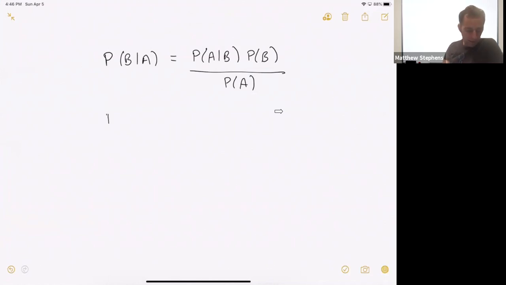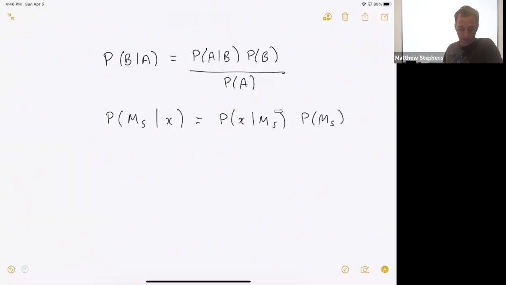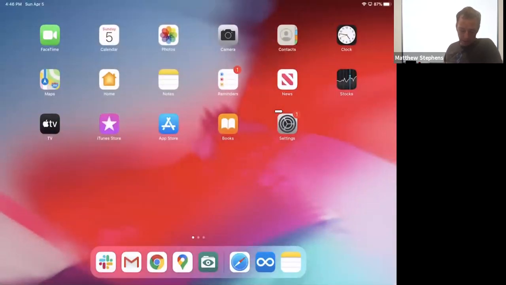So in this case, we want to compute the probability that, for example, MS is true, that is the savanna elephant, given the tusk data, which is X. And so just plugging those in, we get that that's equal to this expression. Okay, so we're just using that expression here.